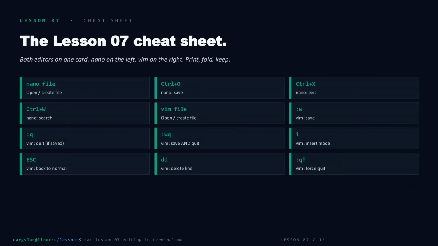And here's everything on one card. Nano lives on the left: open a file, Ctrl+O to save, Ctrl+X to exit, Ctrl+W to search. Vim sits on the right: i to insert, escape back to normal, :w to save, :wq to save and quit, :q if you've already saved, and :q! when you just need out. Print it, fold it, tape it next to your monitor. That's the whole survival kit.